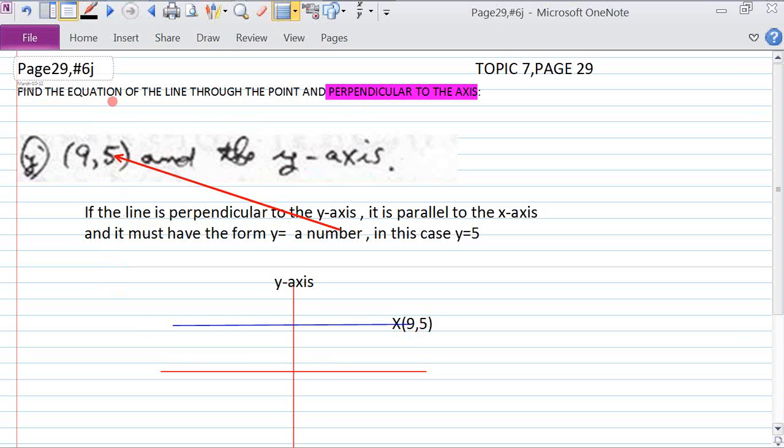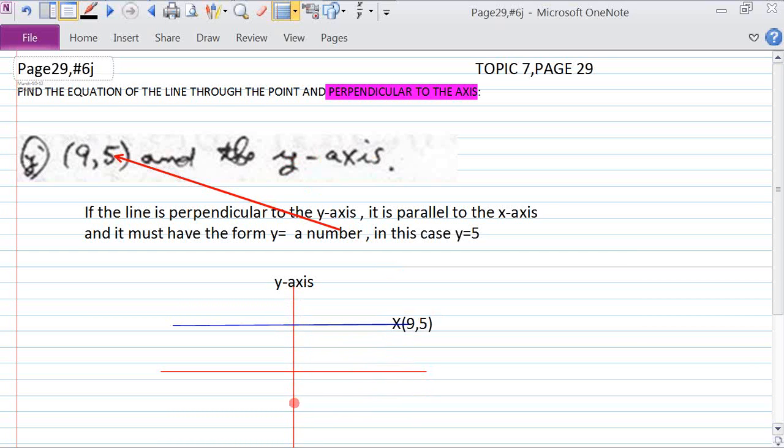Previously, we had find the equation of the line through the point and parallel to the axis. So now we're perpendicular. Let's go over this again. We're given the point 9,5. Here it is, let's say, x equals 9, y is 5. Not drawn to scale, but doesn't matter. X equals 9, y equals 5. And it has to be perpendicular to the y-axis.